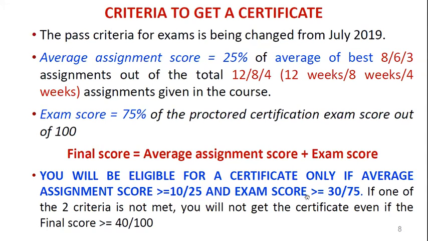In external, if you get 40, then you will get a certificate. So till July 2019, this was the pattern. Now, from after July 2019 onwards, they changed it to give weightage to internals also. They made it mandatory. So you need to secure a minimum of 10 in the assignment score and a minimum of 30 in the final exam. Both conditions need to be satisfied. Then only you will get a certificate.